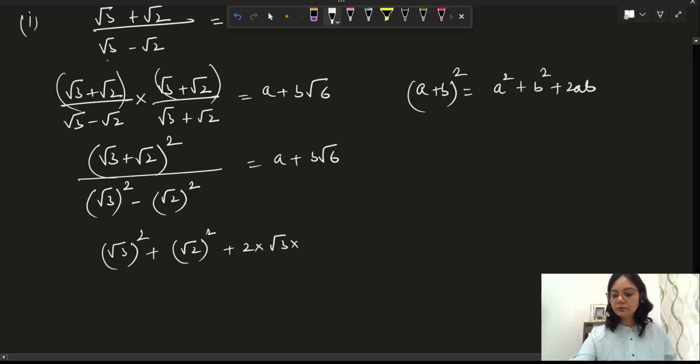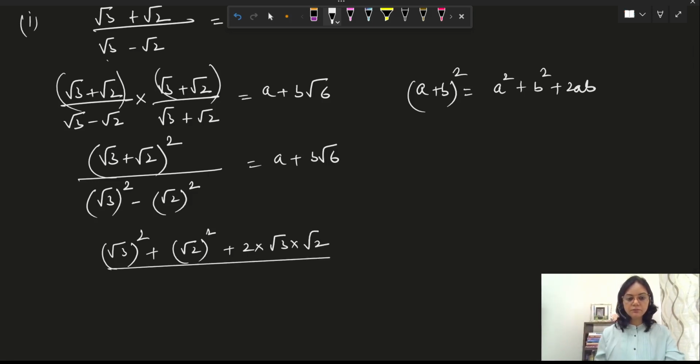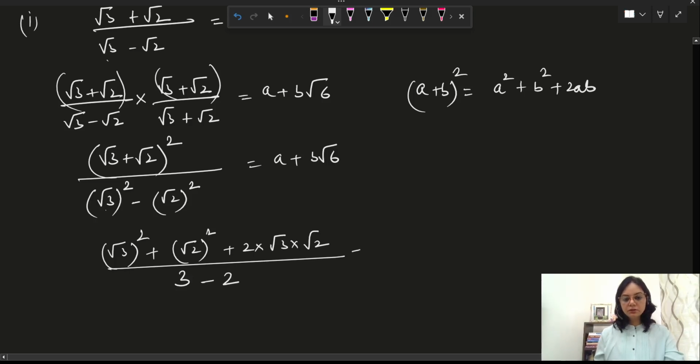Wait a minute. I think there's some problem in the whiteboard. Just a minute. Yeah, so root 3 square is 3, root 2 square is 2, minus 2, which equals a plus b root 6.